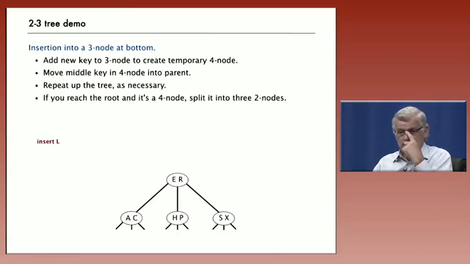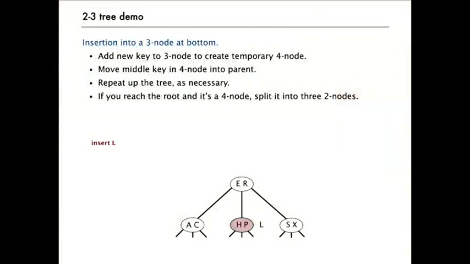So let's look at a double split like that. So say we're inserting L into this tree. So it goes down to the middle and winds up needing to be inserted in the 3 node in the middle. So we're going to convert that into a 4 node. Now L's the middle key of that one, so we're going to split that 4 node into 2 nodes and move L to the parent.